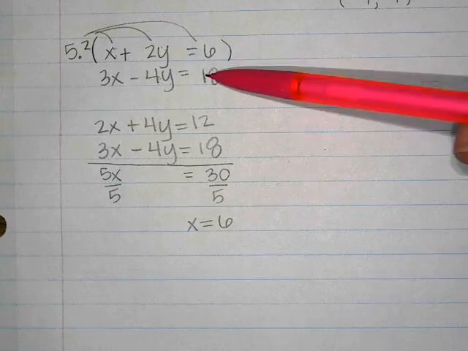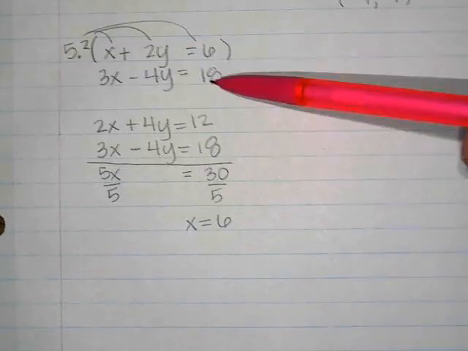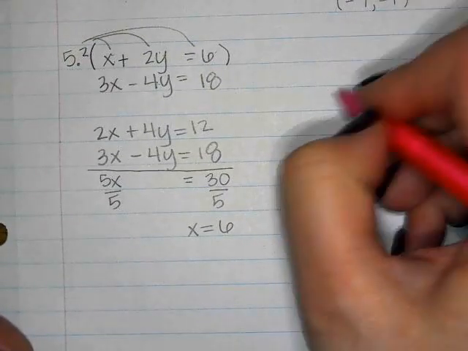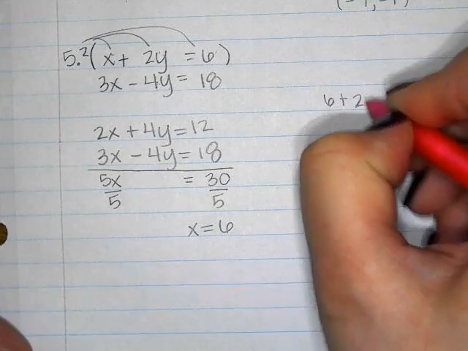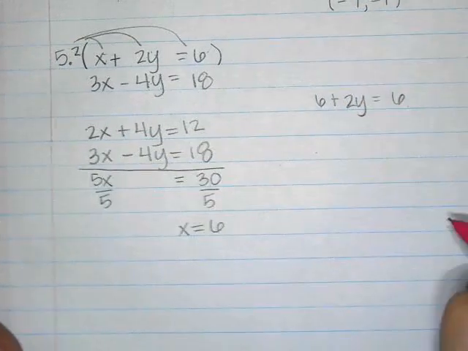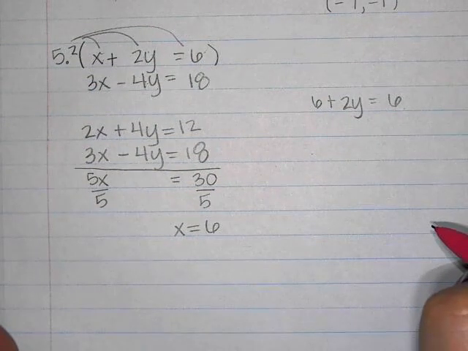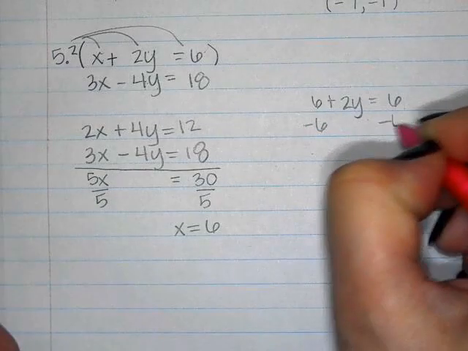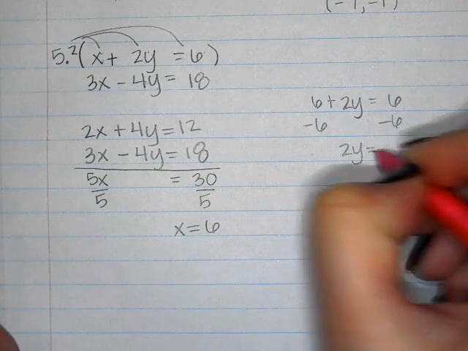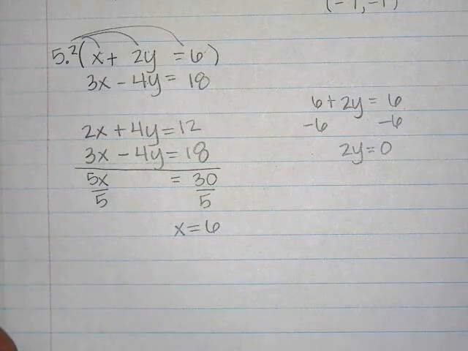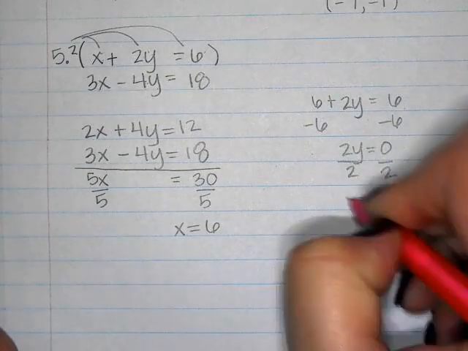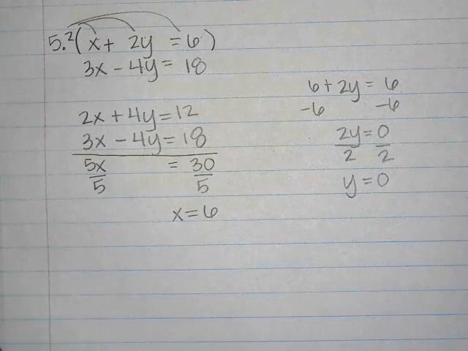So which of these two would we like to use, first or second? First one. First one's got smaller numbers. So I'm going to use x plus 2y equals 6. And then I'll get my y alone, and divide by 2. And so what is my point of intersection? 6, 0.